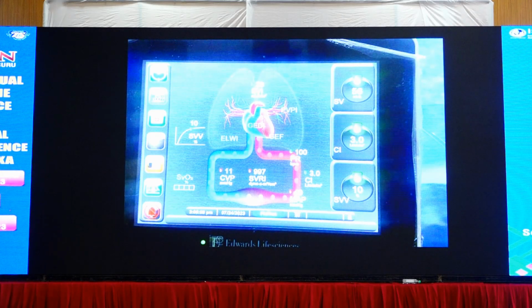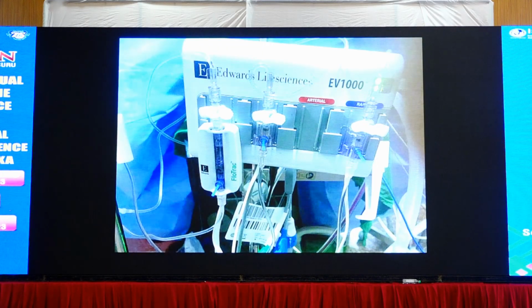The FloTrac Vigileo, as you can see, gives stroke volume, cardiac index, as well as stroke volume variation. If you put a VolumeView catheter along with it, you will get the other parameters of extravascular lung water index and global end-diastolic volume index. But that's where you need an extra catheter along with this monitor, the femoral artery catheter with thermistor. But we generally use these things. And this is the special transducer which comes along with this FloTrac monitor.